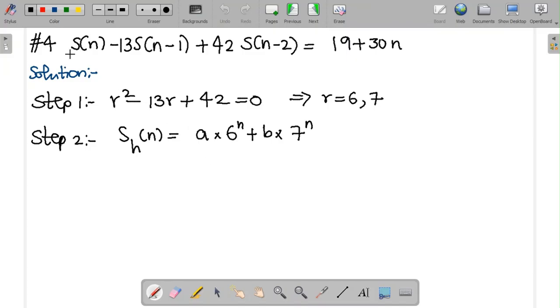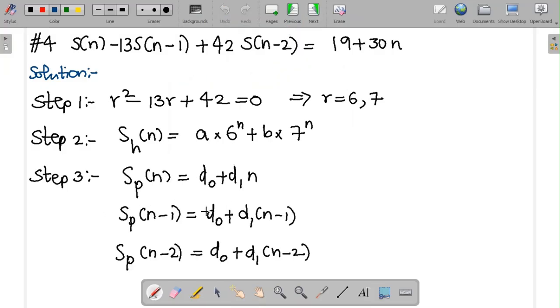Therefore, the homogeneous part of the solution, once again I recall, the answer will be of two parts, one for the homogeneous part and one for the particular part. The homogeneous part of the recurrence relation will take the form a times 6 power n plus b times 7 power n, since 6 and 7 are the roots, and the particular part will take a nature which is similar to the function on the RHS. We saw that the RHS is a linear function of n. Therefore, it has a constant and it has an n term. So our particular part of the solution will also take the same nature, d naught plus d1n.